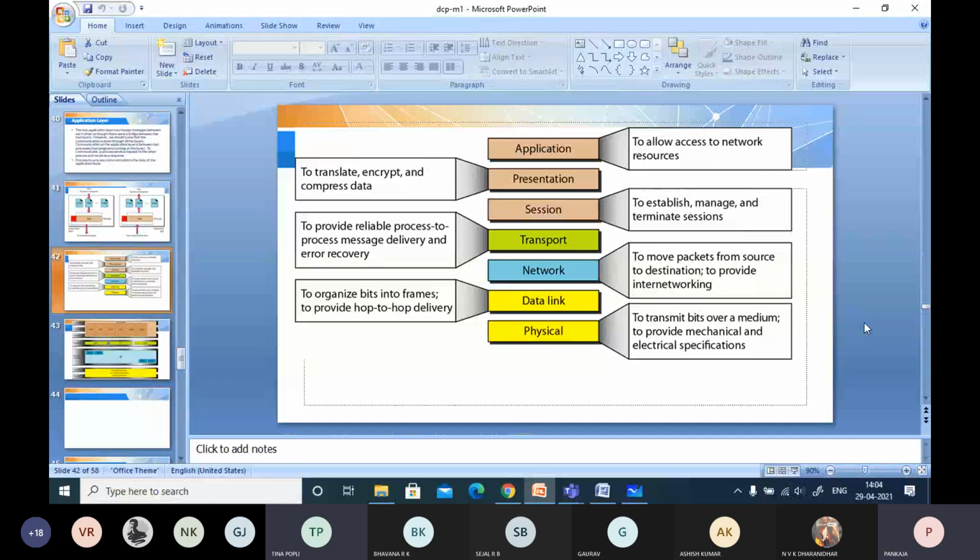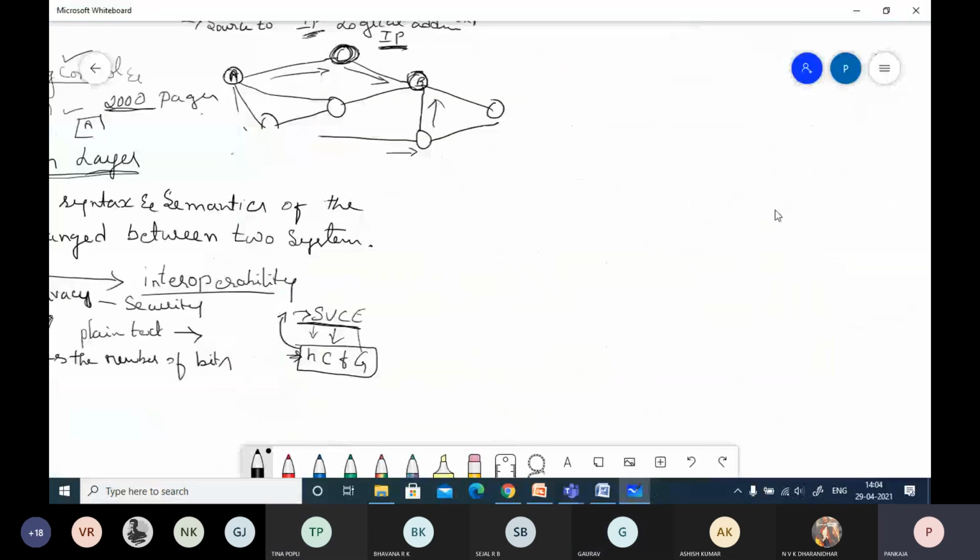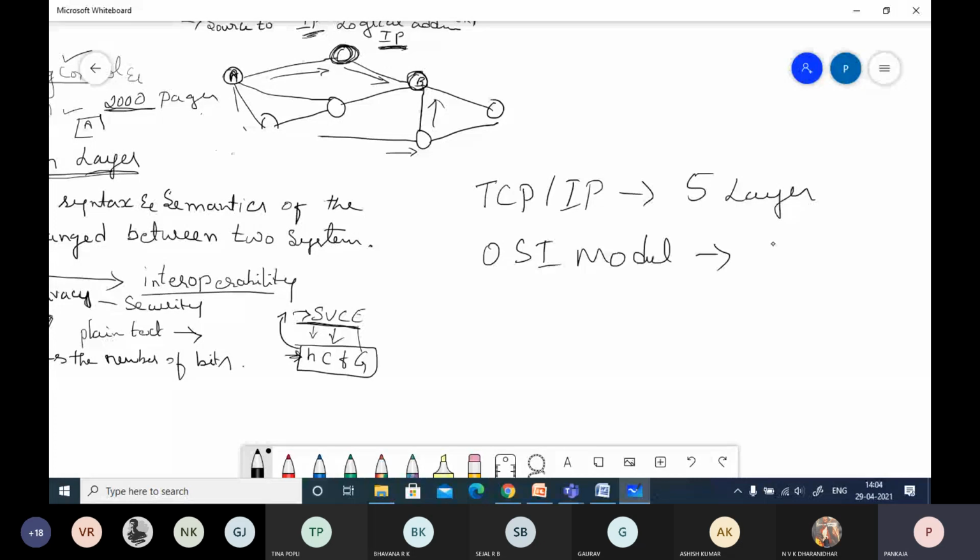Okay, how many layers were there in TCP/IP? 4. Total 5? 4. Yes. So the answer is, the TCP/IP protocol suite has 5 layers. These are the basic things you need to remember. The OSI model has 7 layers.